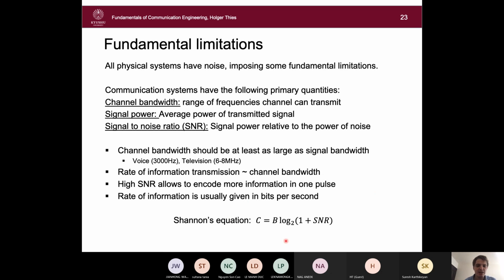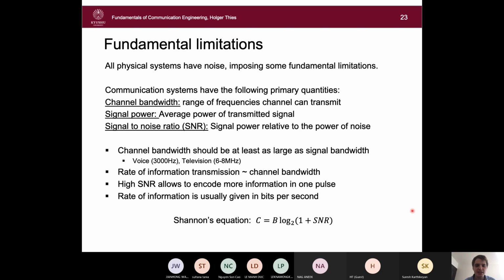One thing about this equation: noise can have many different forms, and although we will not go into details yet, this equation is only true for a certain type of noise, which is called additive Gaussian white noise, which means that the noise is added to the signal and is equally distributed over all frequencies. If we have this kind of noise, which is a quite good model for noise in most communication systems, then Shannon's equation will hold.